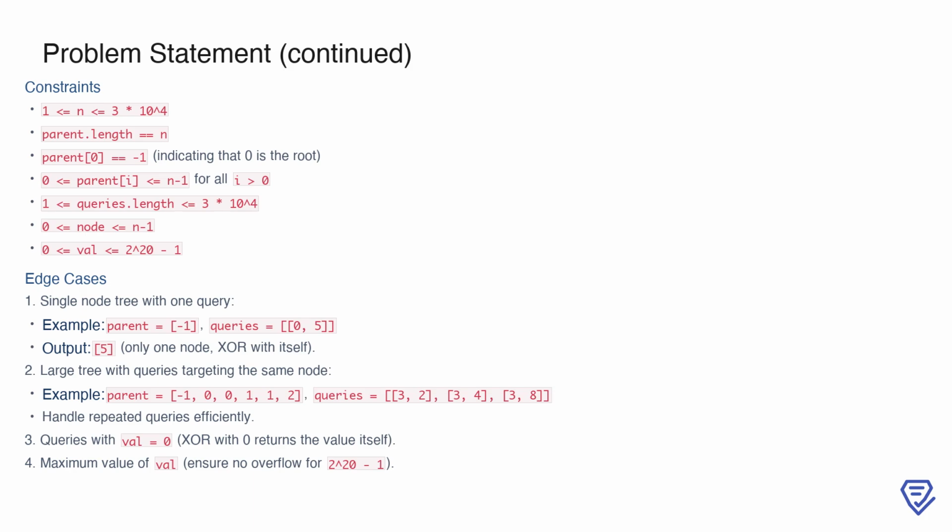Several edge cases must also be addressed. For example, in a single node tree, the XOR value is simply val. For repeated queries targeting the same node, efficient computation is necessary. Special cases like val equals 0, where XOR simply returns the value itself, and the largest possible value of val must also be handled carefully to avoid overflow. These considerations will guide the implementation of a robust solution.